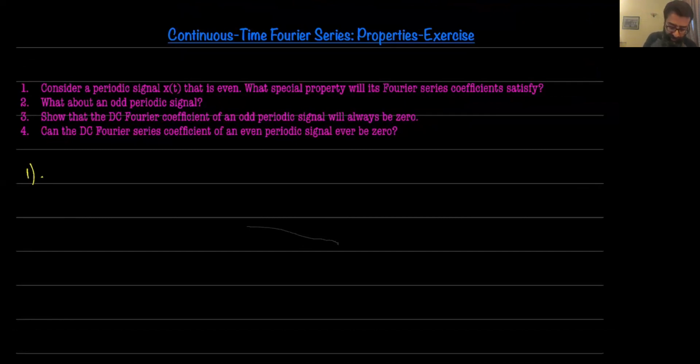So we're trying to address problem number one. Consider the periodic signal x(t) that is even. What special property will its Fourier series coefficients satisfy? Zaira Z. So a(t) would be equal to a(-t). Good. Why do you say that? Because the signal would be symmetric about the y-axis. Yeah. So the magnitudes of both the values would be the same, and the phase will be the same. So essentially, for even signals, x(t) is going to be equal to x(-t), right?